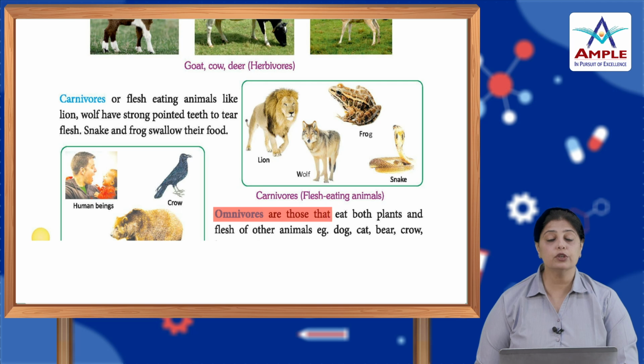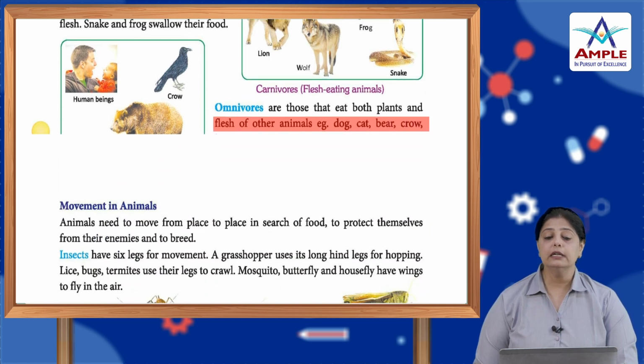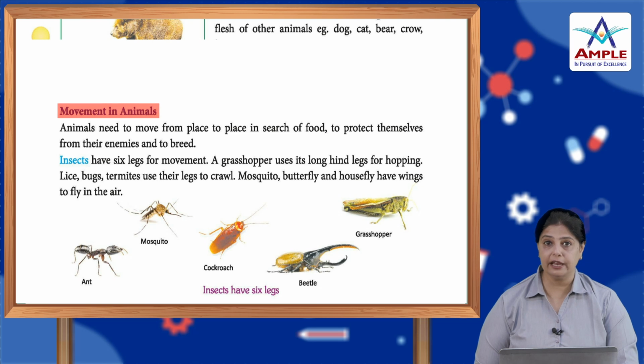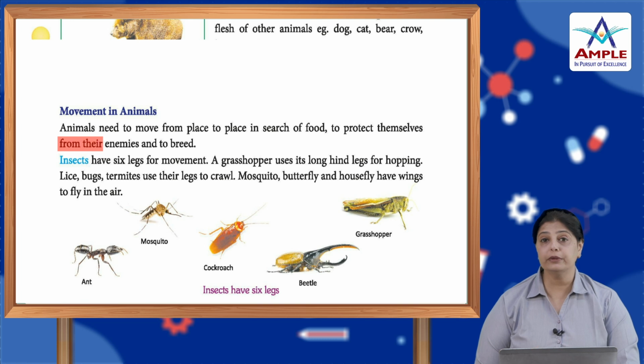So, omnivores are those that eat both plants and animals, or flesh of other animals. Examples: dog, cat, bear, crow, humans, etc. Now, let's talk about the movement in animals. Animals need to move from one place to another in search of food, to protect themselves from enemies, and to breed. Insects have 6 legs for movement.